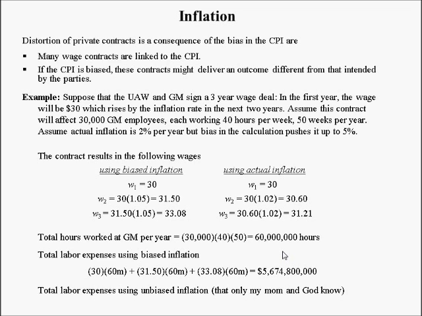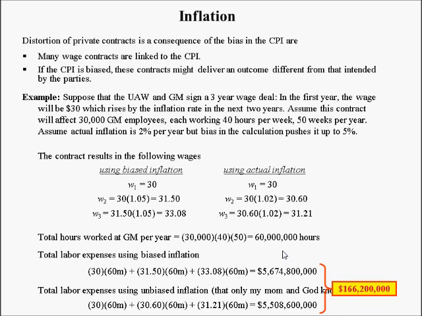Total labor expenses using the unbiased inflation rate that only my mom and God know, because my mom passed away. She's up in heaven now, so she and God are talking, and her and God know what the true inflation rate is. Using the unbiased inflation rate that only God knows, or whoever if you don't believe in God, then what the universe knows, the total labor expenses would have been, the total cost of the contract would have been only $5.5 billion.